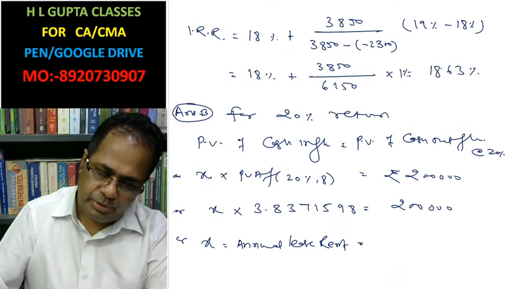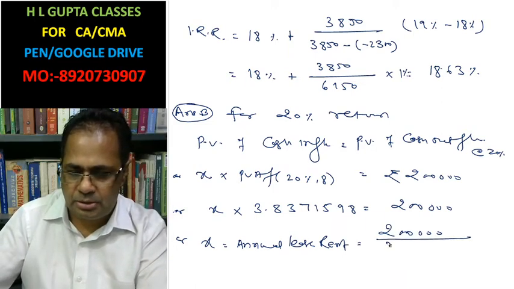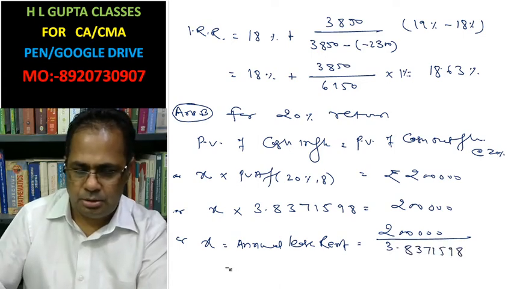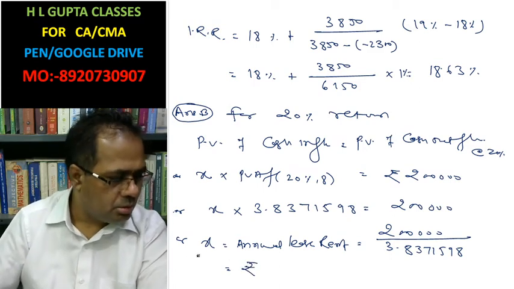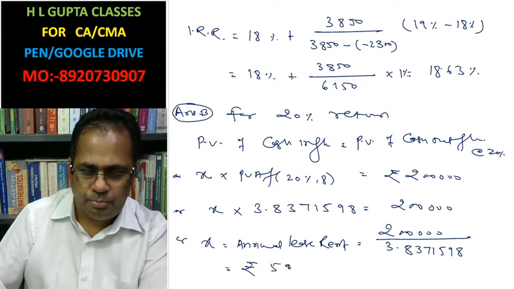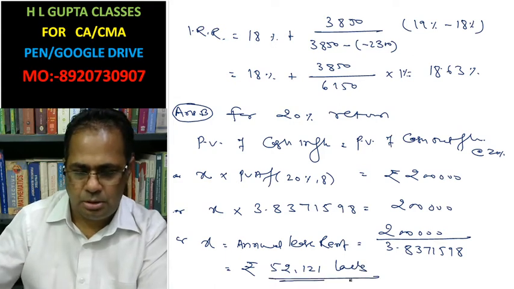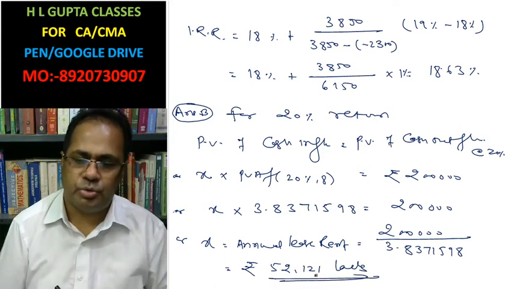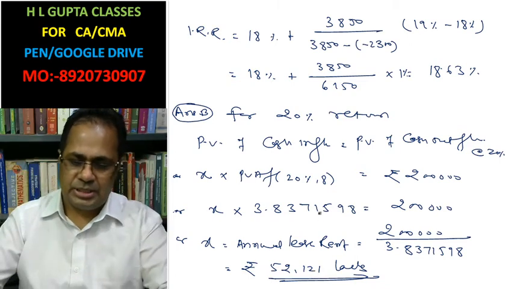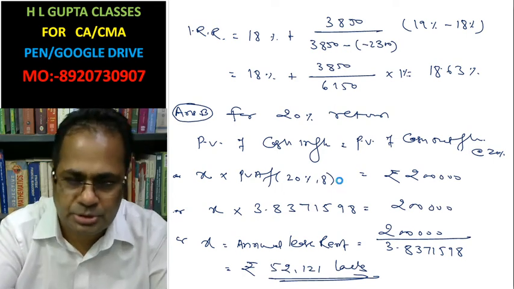Lease rent rupees 2 lakh divided by 3.8371598, that is rupees 52,121 lakhs. This should be the annual lease rent for a 20% return. The lessor should charge this lease rent for the 8 years for a 20% return.